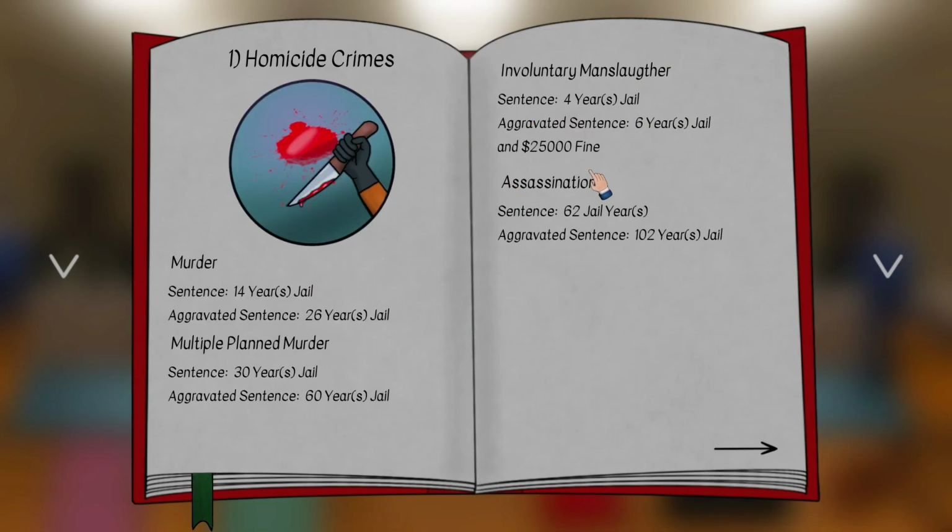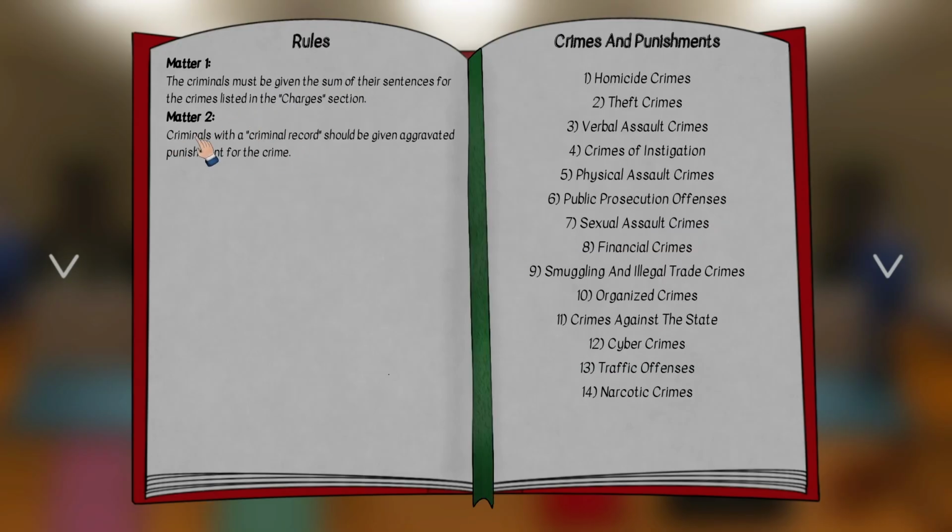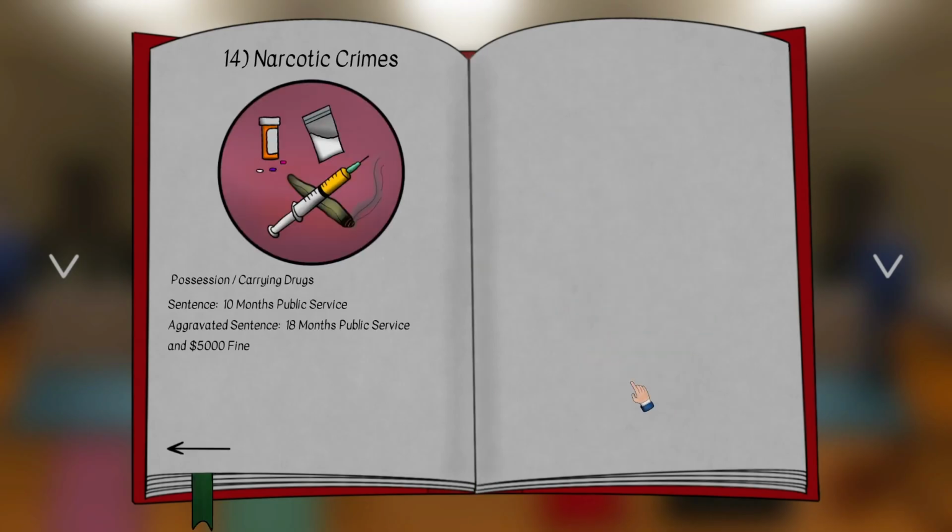Homicide, we have assassination, 62 years of jail time. Aggravated sentence, 102 years. I also see this. Now, criminals with a criminal record should be given aggravated punishment for the crime. So yes, I was wrong, and I should have given him 18 months and a $5,000 fine.